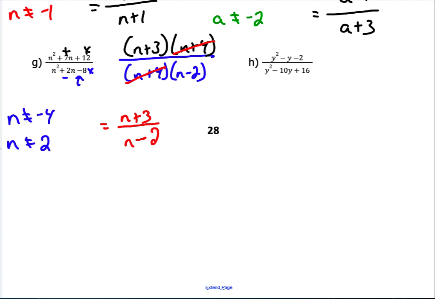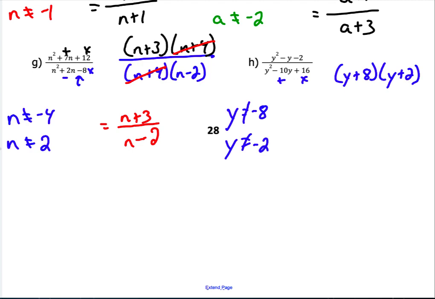All right, last one. I want to multiply to get 16, but add to get 10. So that's going to be y plus 8 and y plus 2. So that gives me excluded values of negative 8 and negative 2. My numerator needs to multiply to give me 2, but subtract to give me 1, because I have that minus for my last term, so I know it's going to be 1 plus and 1 minus. So I'm going to have y minus 2 and y plus 1.